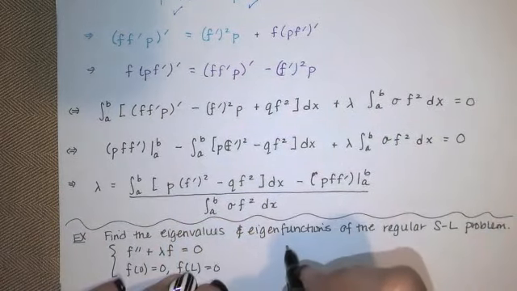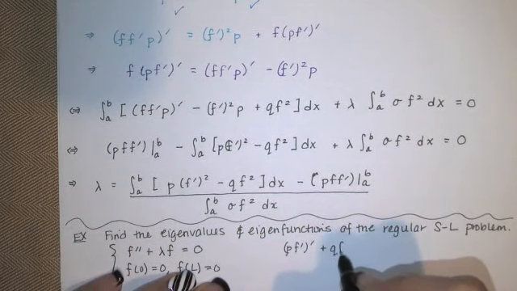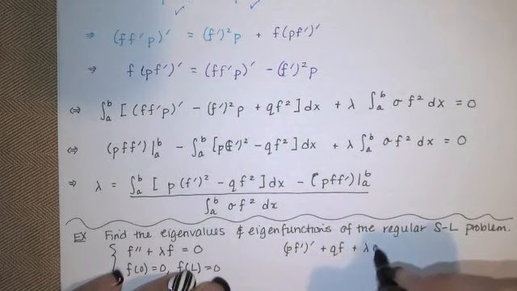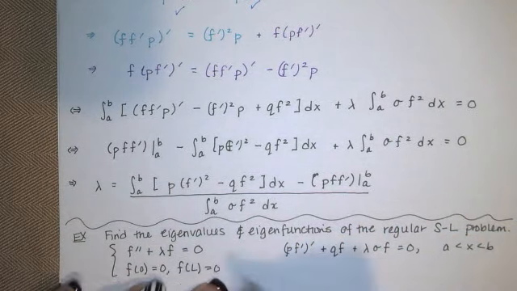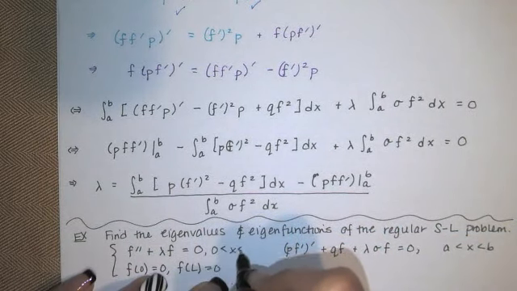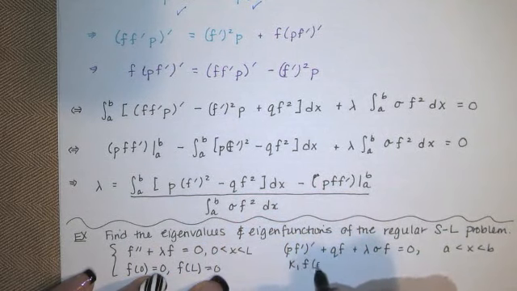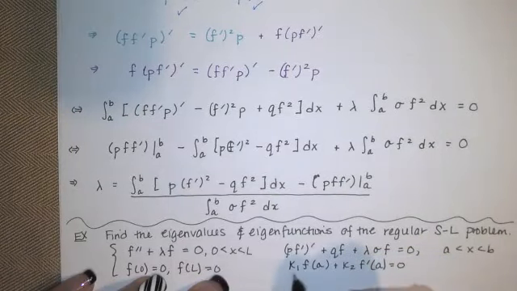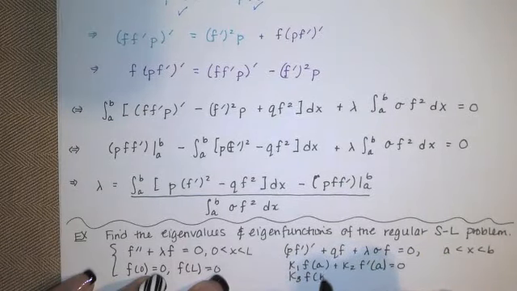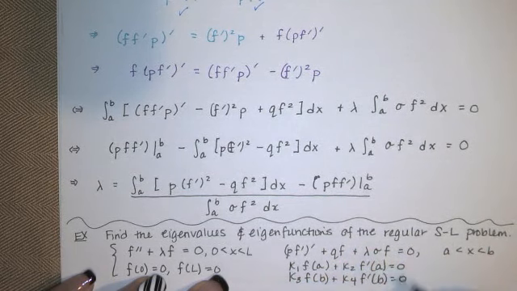Now I want you to compare that to this: (p f prime) prime plus q f plus lambda times sigma times f equals 0 for x between a and b. And this is for x between 0 and L. And kappa sub 1 times f of a plus kappa sub 2 times f prime of a is equal to 0. Kappa sub 3 times f of b plus kappa sub 4 times f prime of b is equal to 0.